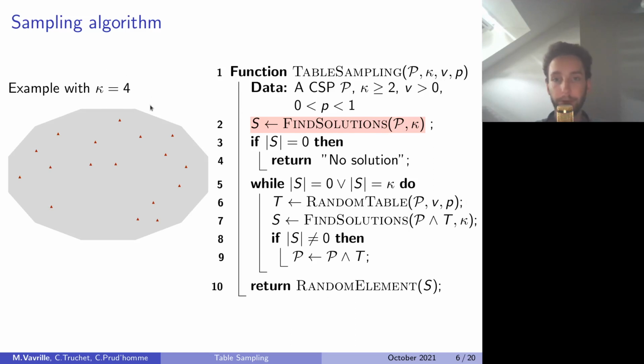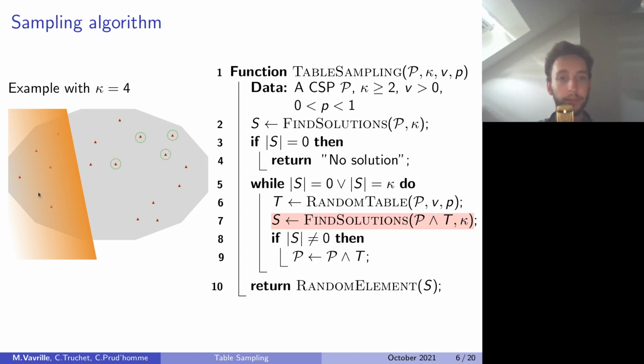So first, we just do a first step, we find solutions, and if there is no solution, we just stop because there's no interest in sampling an unsatisfiable model. Then we add a random table. This reduces the set of all solutions. Then we call the function find solutions. We ask for at most 4 solutions. So here it finds 4 solutions. It means that there are still more than 4 solutions.